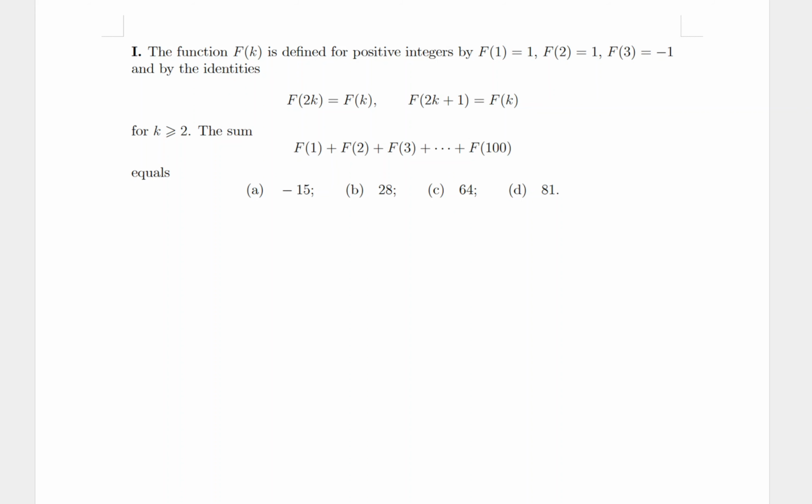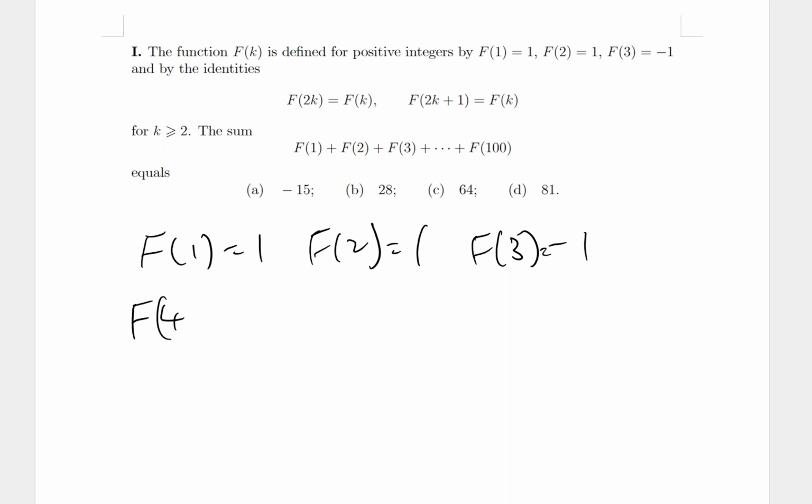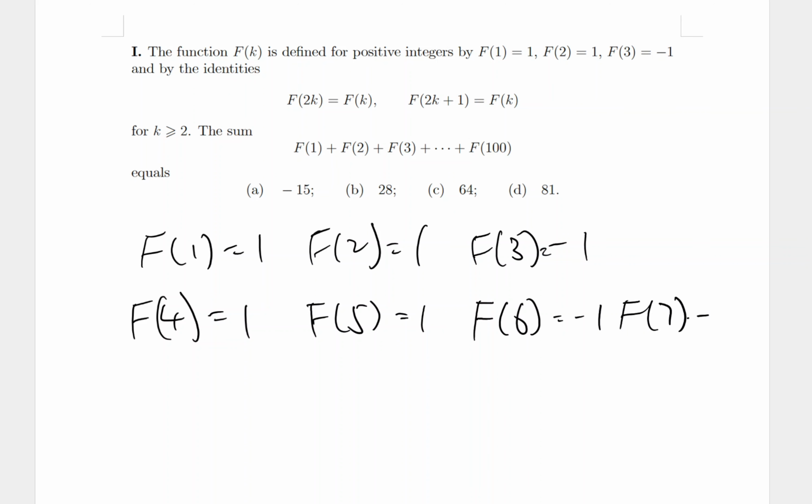Okay, so fine. Well, for these sequences, when we have no clue what's going on, the good thing to do is to try. Okay, so f of 1 is 1, right? F of 2 is also 1. F of 3 is minus 1. Now let's have a think. What is f of 4? Now f of 4 is f of 2, right? So which is 1. F of 5 is also 1, because it's still f of 2. Now f of 6 though, f of 6 is minus 1. And f of 7 is also minus 1.